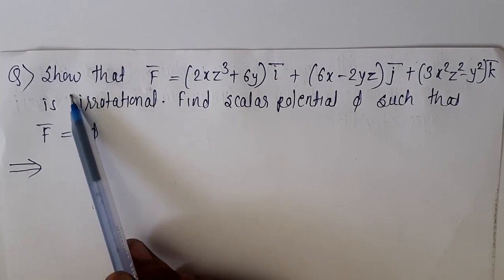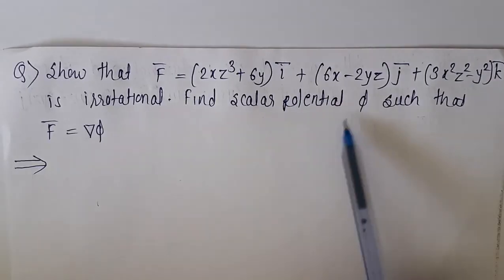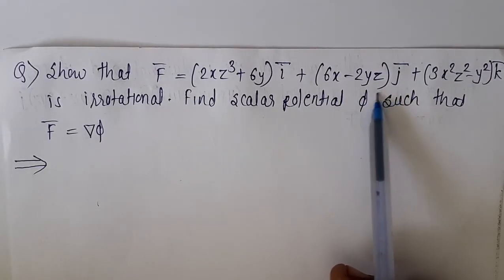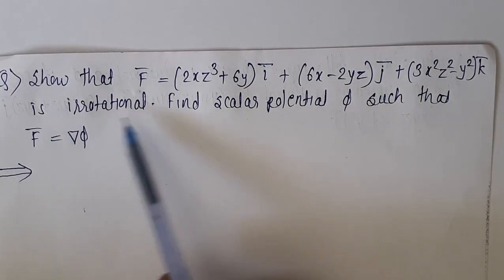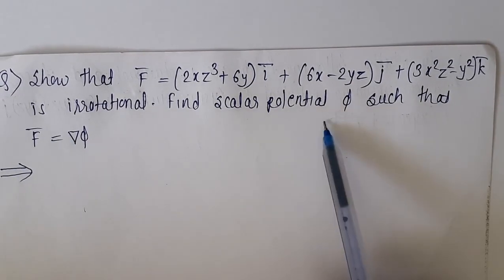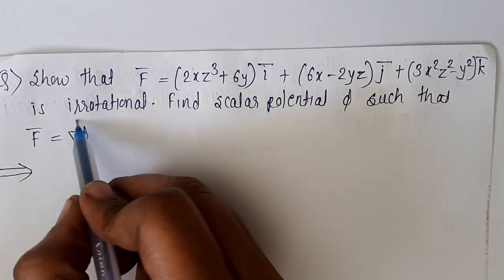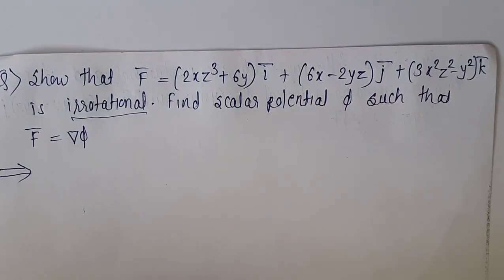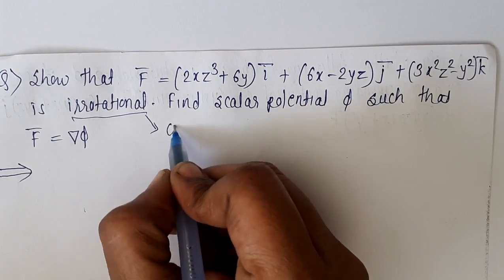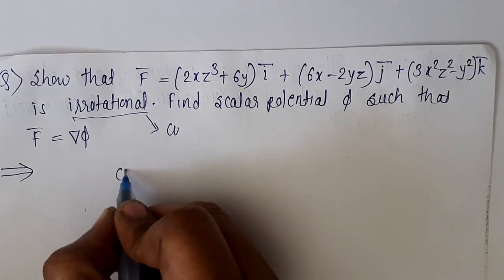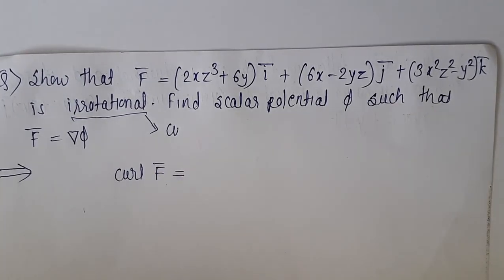First example is: show that F equals (2xz³ + 6y)i + (6x − 2yz)j + (3x²z² − y²)k is irrotational, and find scalar potential phi such that F equals grad phi. Now first thing is, for irrotational, what is the condition? Irrotational means the curl of F must be equal to 0. Now what is curl of F?